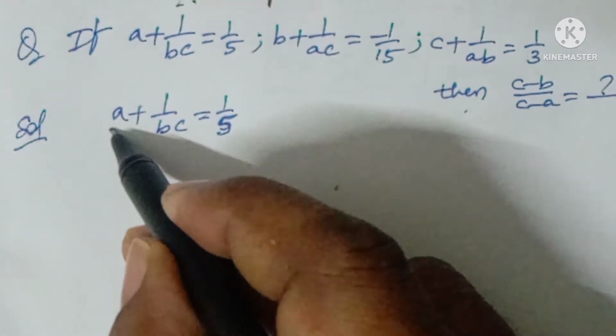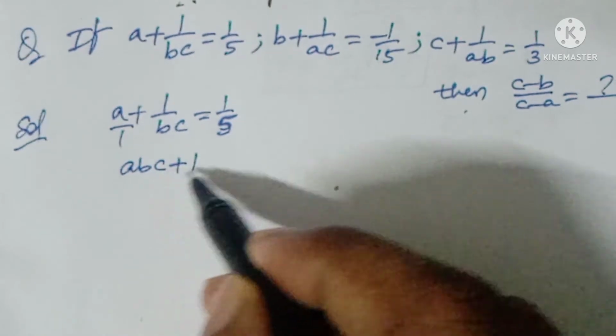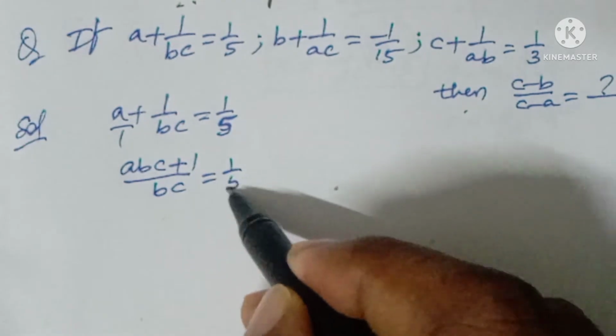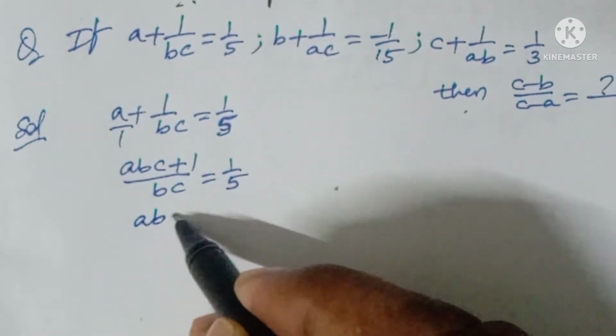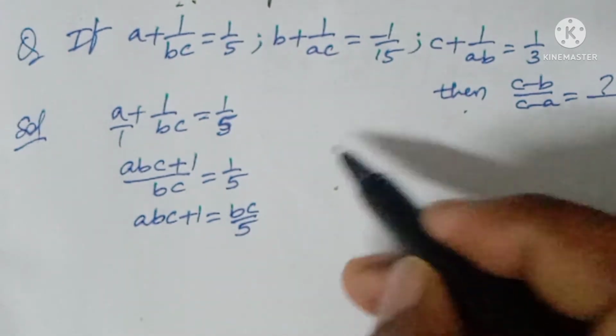So here, if you take LCM, abc plus 1 by bc is equal to 1 by 5. So abc plus 1 is equal to bc by 5.